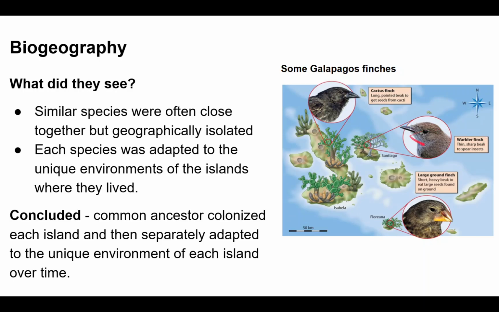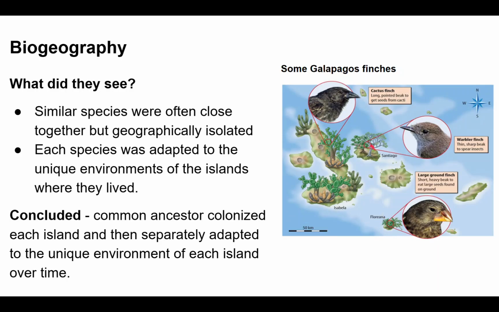We've got the warbler finch, which has a thin, sharp beak for spearing and catching insects in the place that it lives, which has a lot of insects. And then we have the large ground finch, which has this huge beak for cracking seeds. Well, the place where it lives has lots of seeds.